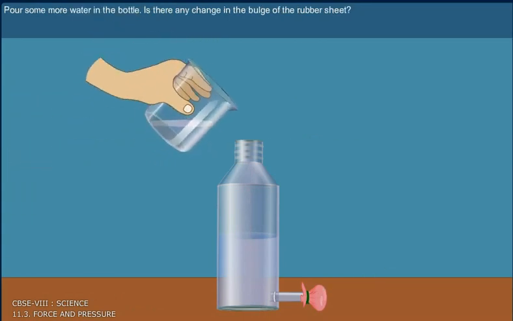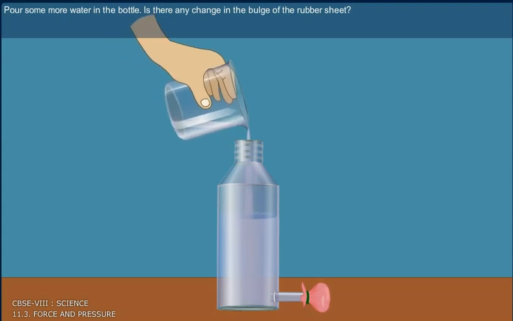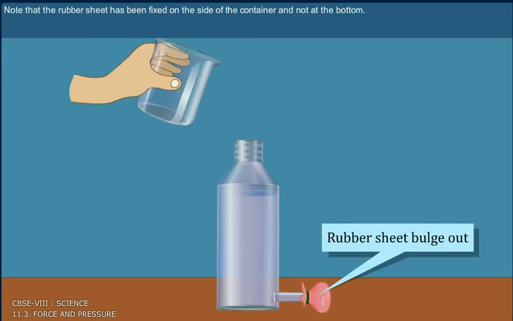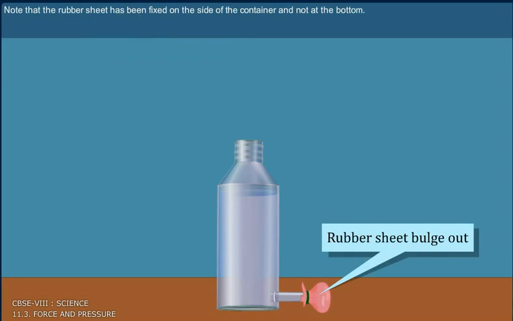Pour some more water in the bottle. Is there any change in the bulge of the rubber sheet? Note that the rubber sheet has been fixed on the side of the container and not at the bottom. The bulging of the rubber sheet in this case indicates that water exerts pressure on the sides of the container as well.